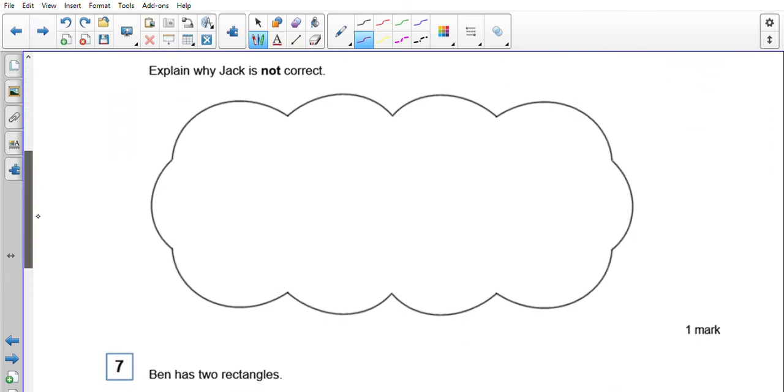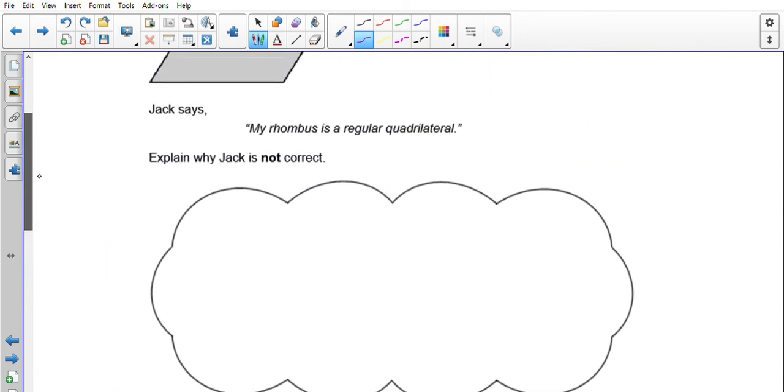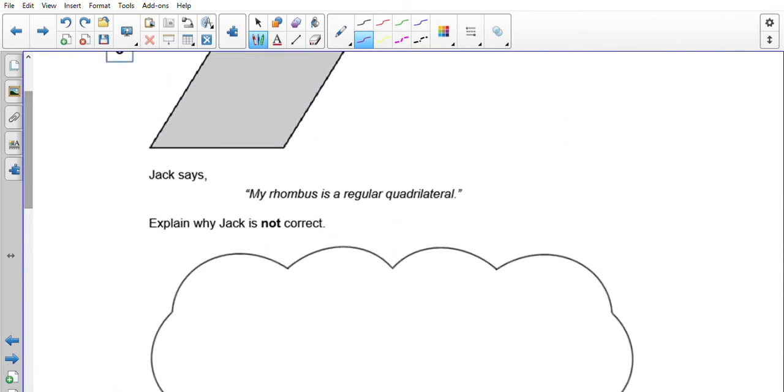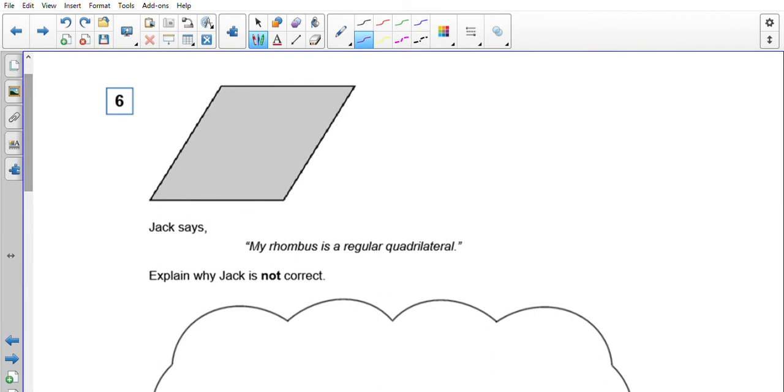Okay, question 6. Jack says my rhombus is a regular quadrilateral. Well, Jack, let's have a think about what you're saying. You're correct. It is a quadrilateral. There are 4 sides. Regular, not so sure about, sunshine.